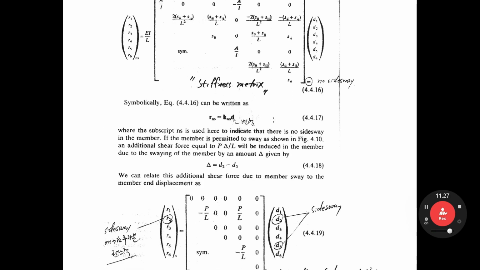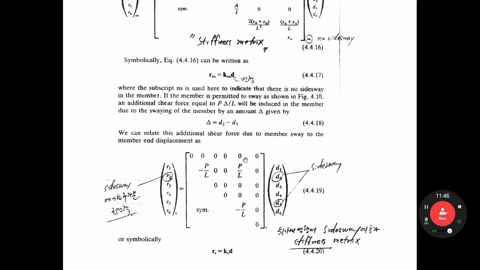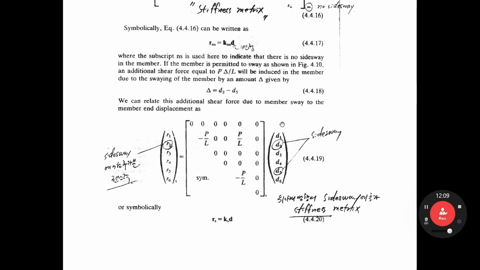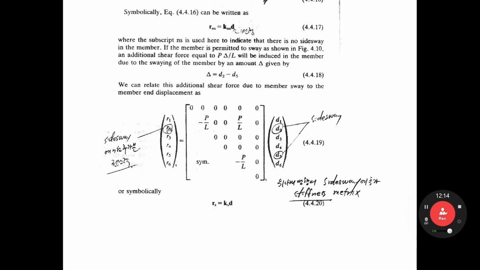Then, if the member is permitted to sway, we have this kind of delta. Delta equals D2 minus D5. This delta is related to the shear force. This delta causes the shear force. So let's say this R2 is the shear force. This shear force equals minus P over L times D2 plus P over L times D5. That is the shear force due to this member sway.